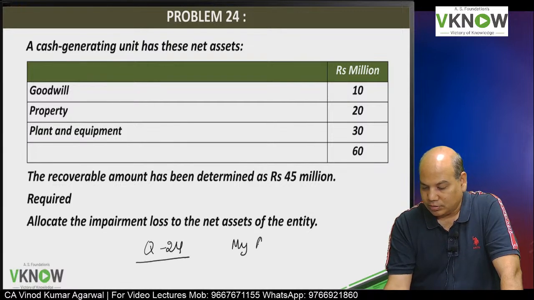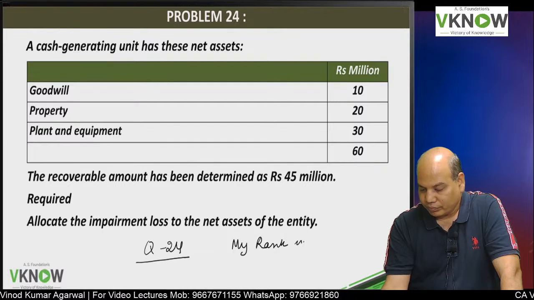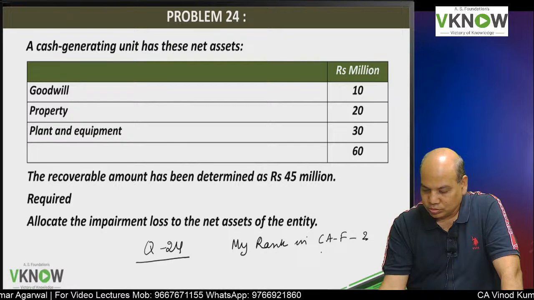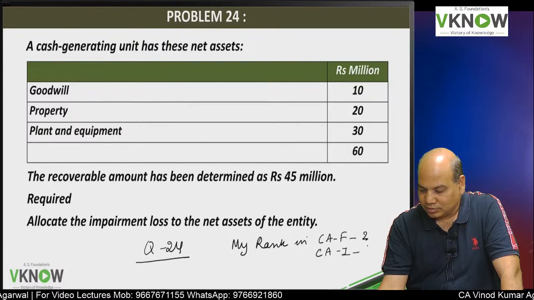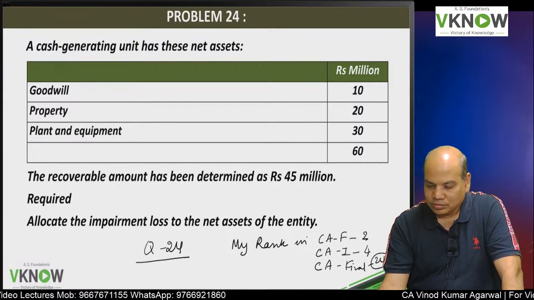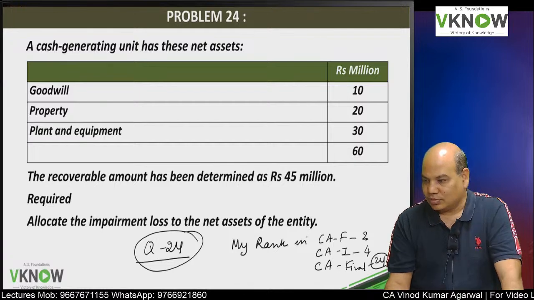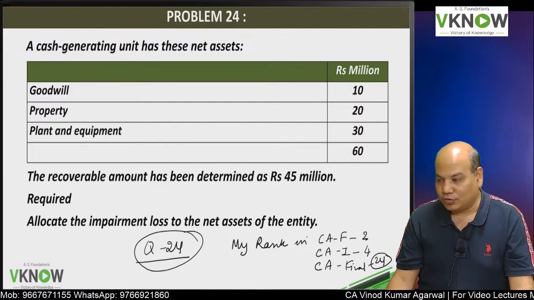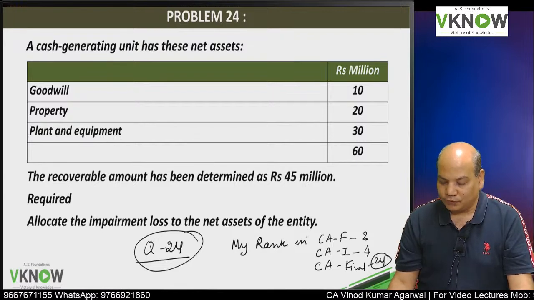My rank in CA Foundation 2, CA Intermediate 4 and CA Final 24. What a coincidence. Okay, very few students will have this coincidence. 2, 4, 24.